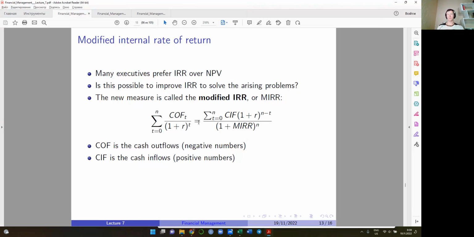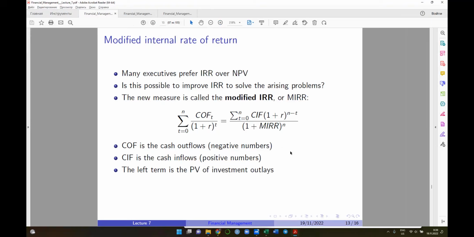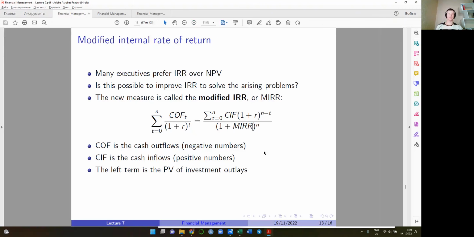This is a number we are able to compute. This is another number that we are able to compute. Now, they are linked with this (1 + MIR) to the power of n. So this is the unknown. This is what we want to compute. So as I said, the left term is the present value of investment outlays. And the numerator of the right term, this one, is the future value of the inflows.